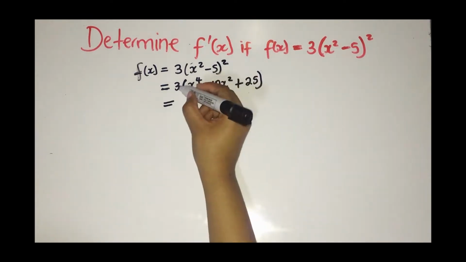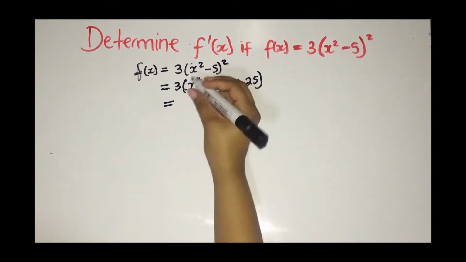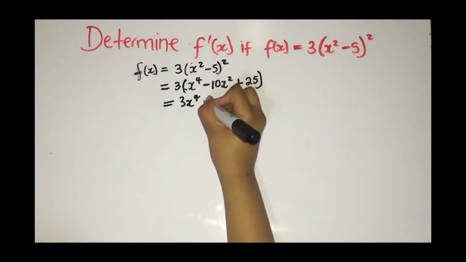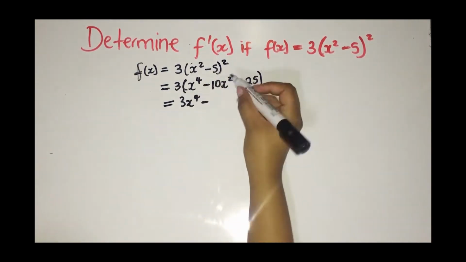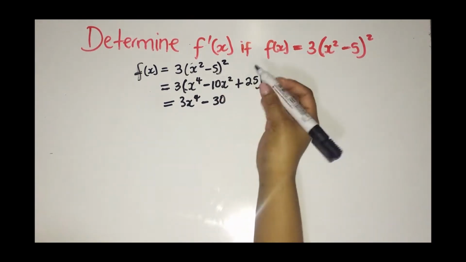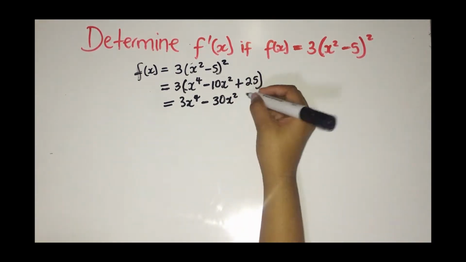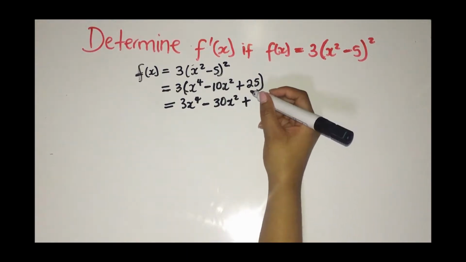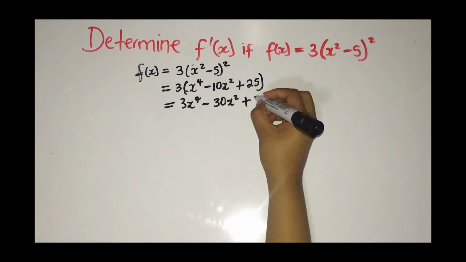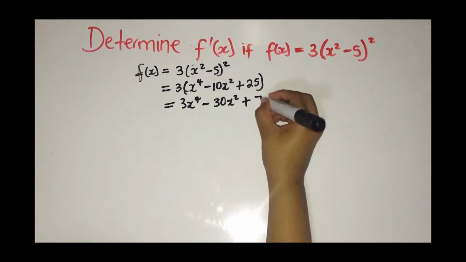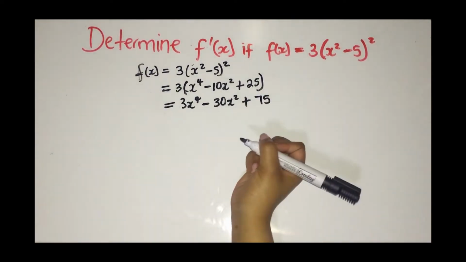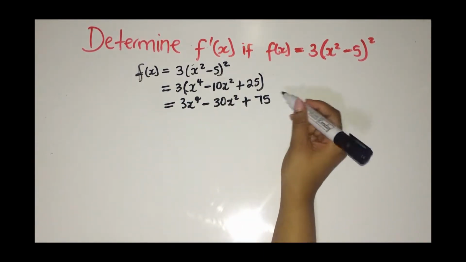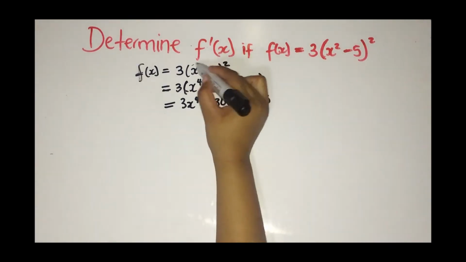But then we are looking at it like this. So 3 multiplied by x to the power of 4, so 3x to the power of 4, minus 10 times 3, which is 30x squared, and then 25 multiplied by 3, 75. And then when we are done, now that we have simplified, we will derive because that is what they asked for.